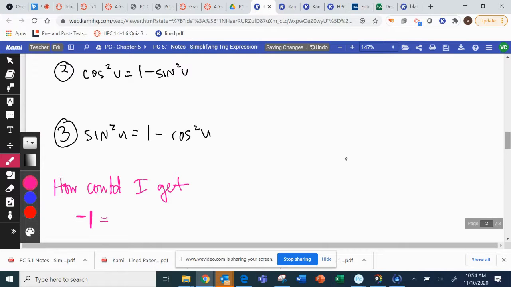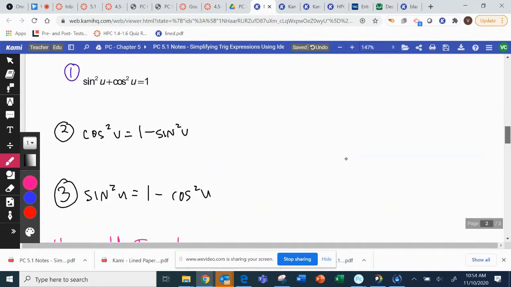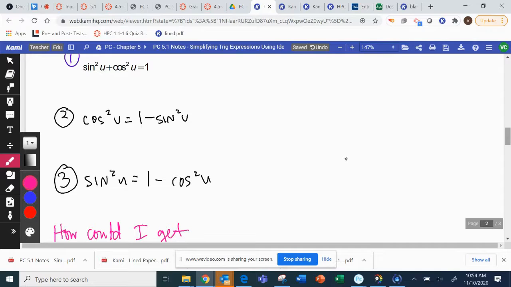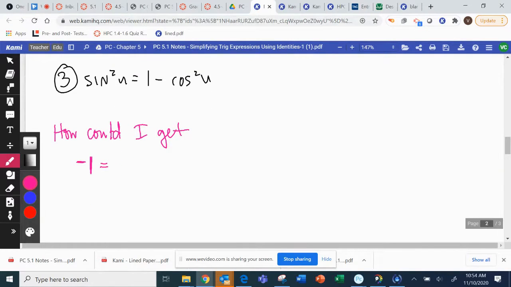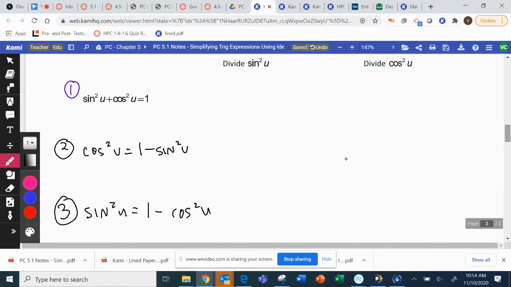Okay, so using the above examples, could I ever get just negative 1 by itself? Is that possible? Is there a way to get negative 1 by itself? You know what? I changed my mind. I don't want to do that one. Stop thinking about it. How about negative sine squared u? Let's get that by itself. Is there a way to get negative sine squared u by itself?